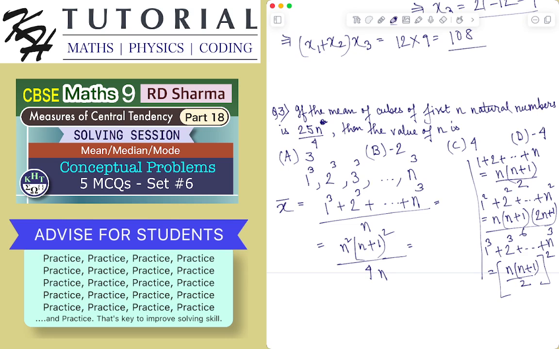So the mean we are getting is n square multiplied by n plus 1 whole square divided by 4, divided by n, which is n multiplied by n plus 1 whole square divided by 4. So the mean is given to be 25n by 4. So I have n into n plus 1 whole square divided by 4 is equal to 25n by 4.